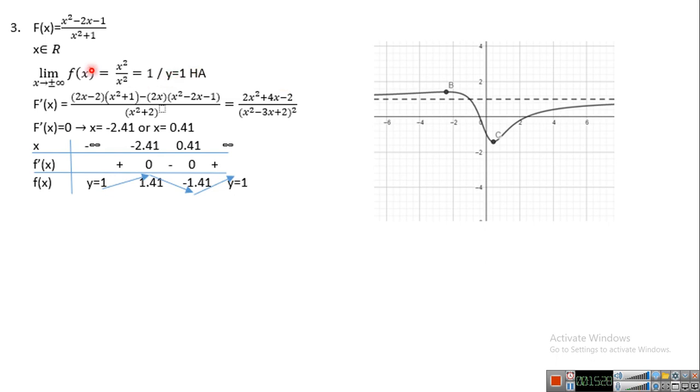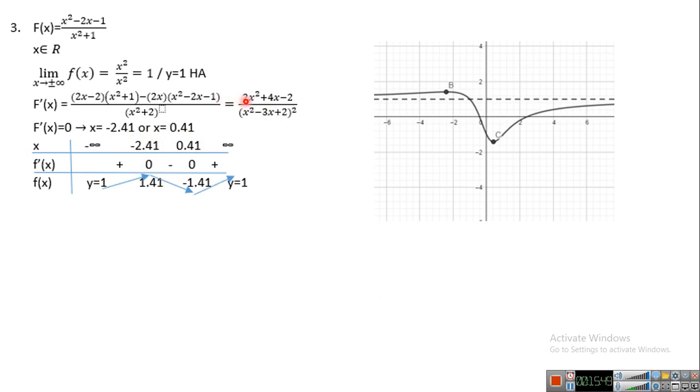Another example. Here, if you want to do the limit at infinity of x squared, we don't have values that make the denominator 0 because down is always positive. It cannot be 0. So you have y equal to 1 horizontal. If you do the derivative, you have this one. You equate it to 0 using calculator. You have these 2 points. I don't have vertical asymptote.